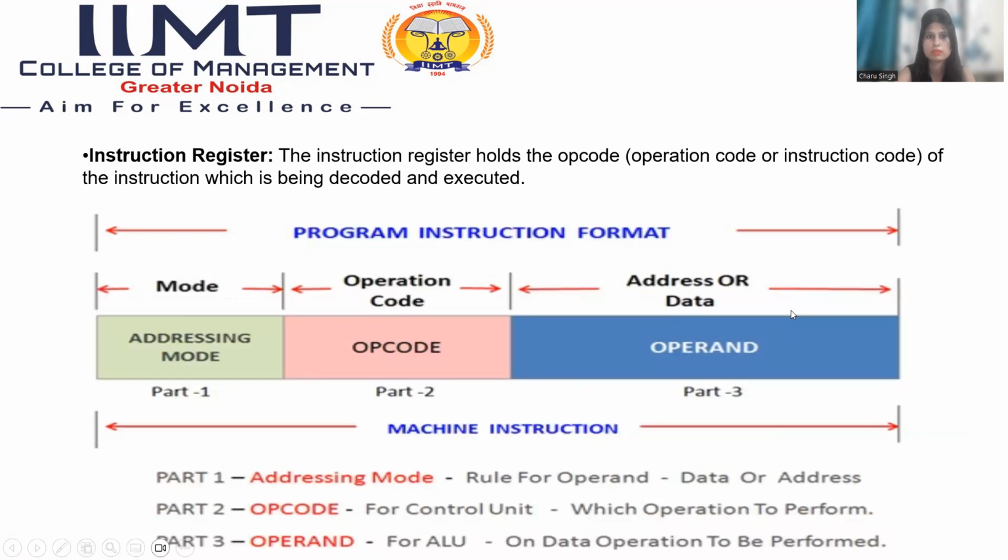As we have the instruction register, this is the format of the instruction register. We have addressing mode, opcode, and the operand. The instruction register holds the opcode, that is the operation code or instruction code of the instruction which is being decoded and executed.